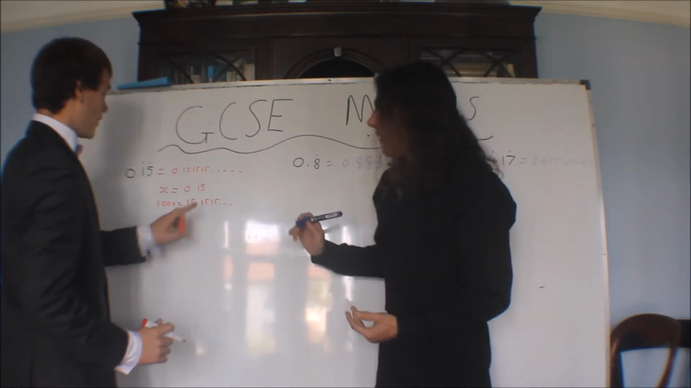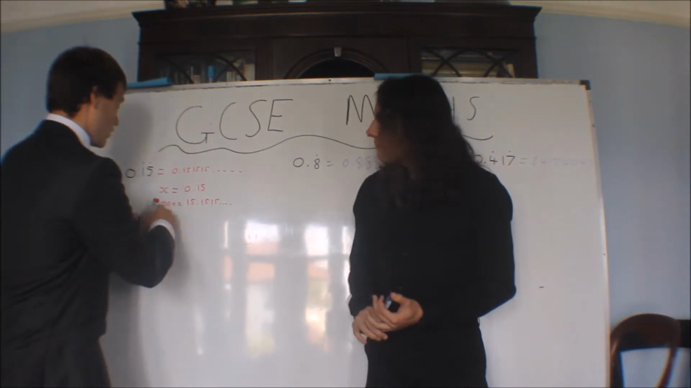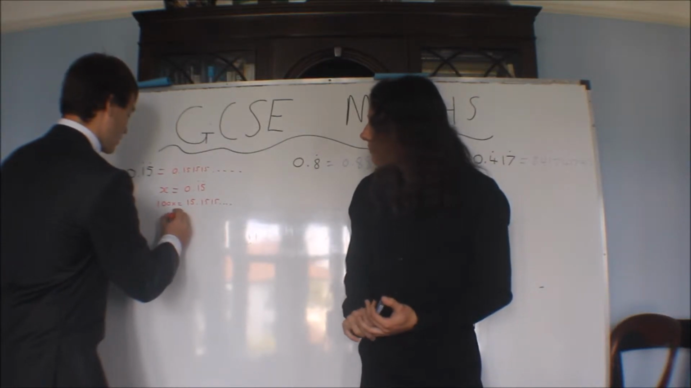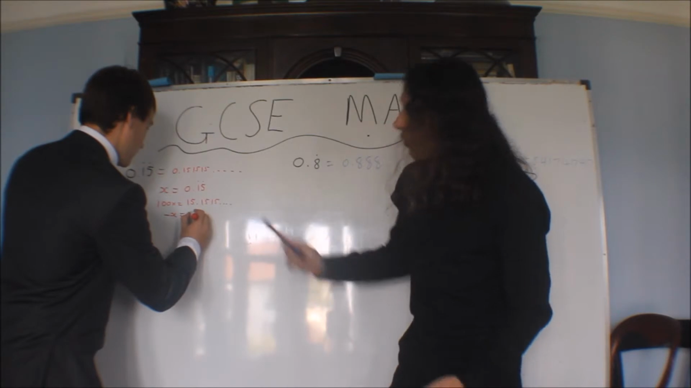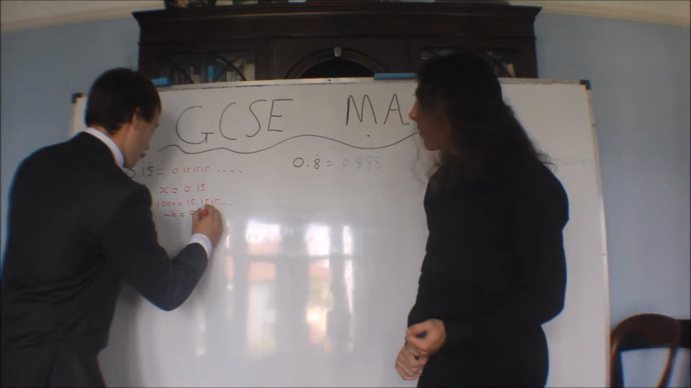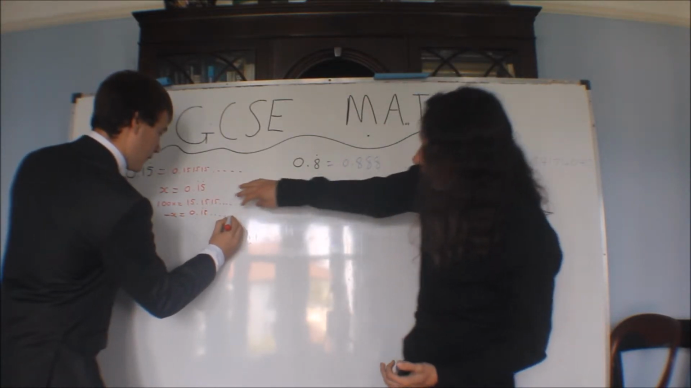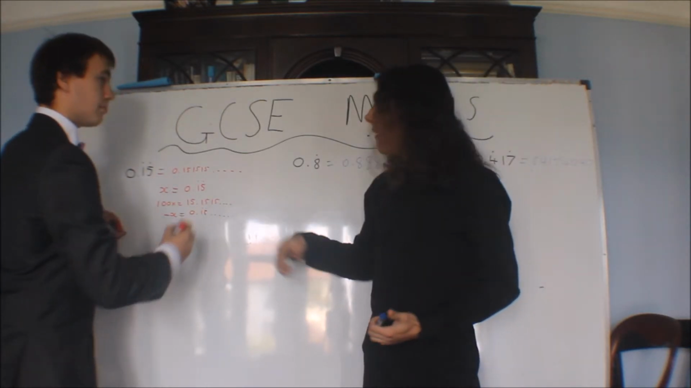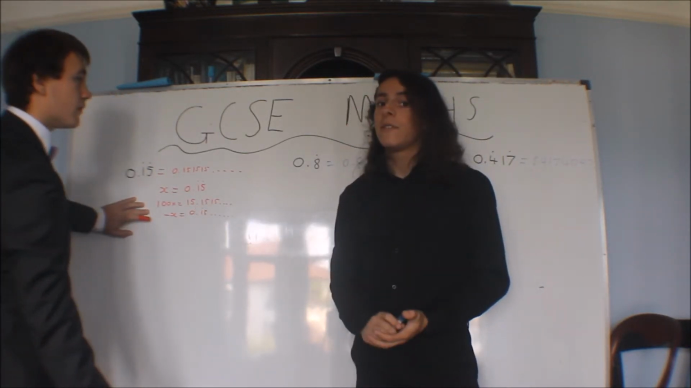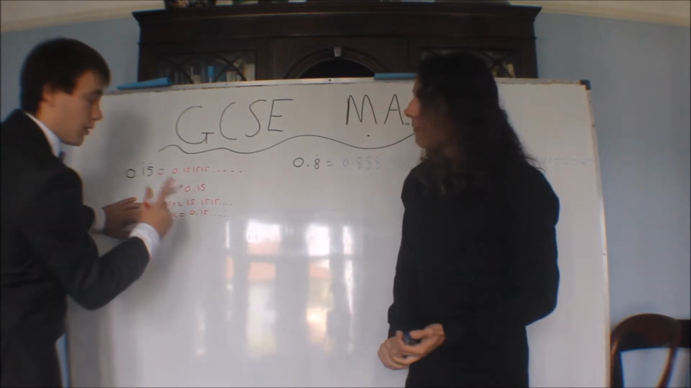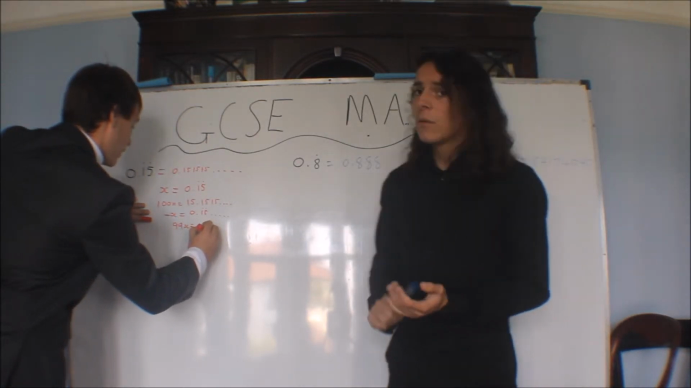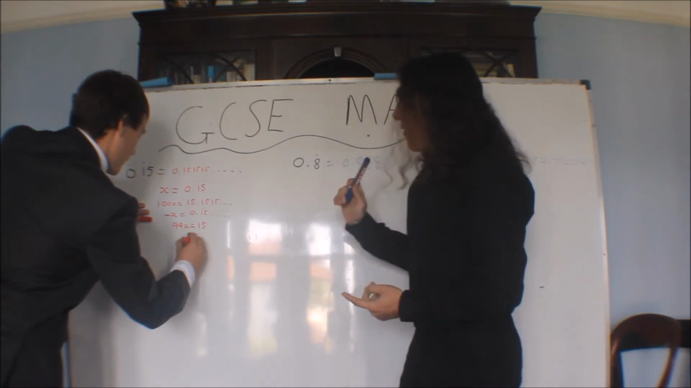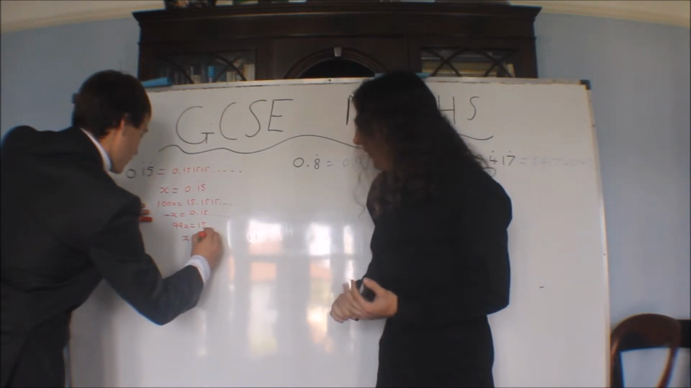And the reason you do that is because you can then take this 100x and minus the original x, and you'll notice that all of the 15s will cancel out. As they're both recurring, they're both going on forever, but if you take one from the other, that disappears and leaves you with just 15. And 100x take away 1x is 99x. So if 99x equals 15, we need to divide 15 by 99 to find out what x is.